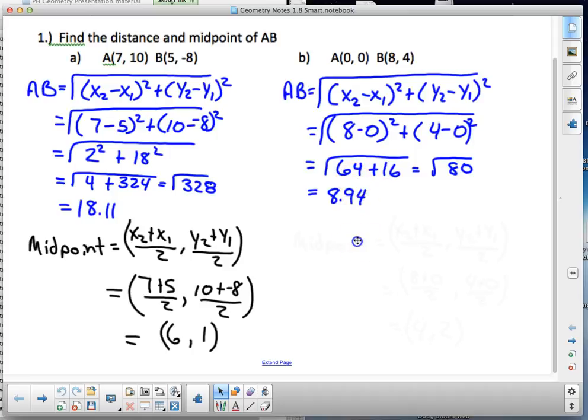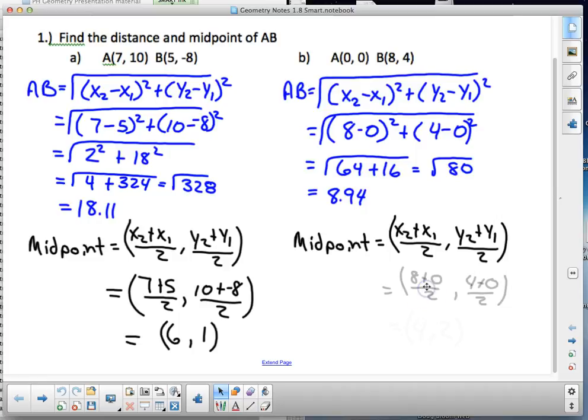Now the midpoint, again, is the average of the x's, the average of the y's. Go ahead and get those done if you haven't already. Turn off the tape if you haven't. If you have, here's the solution. 8 and 0 are both x's, 4 and 0 are both y's. Find the average, and that's 4, 2.